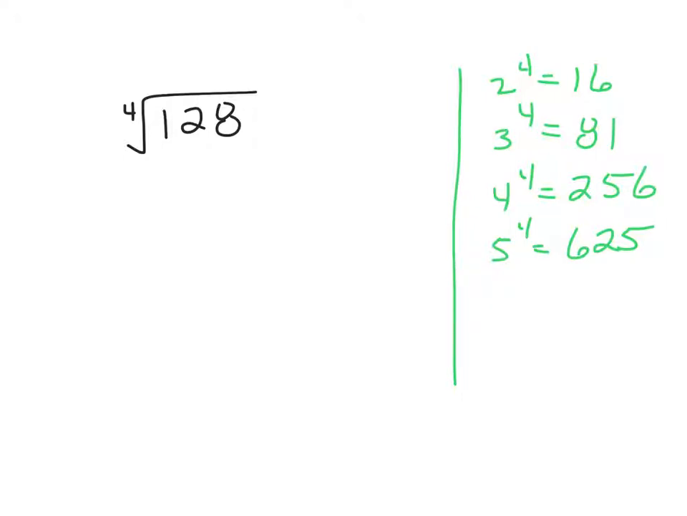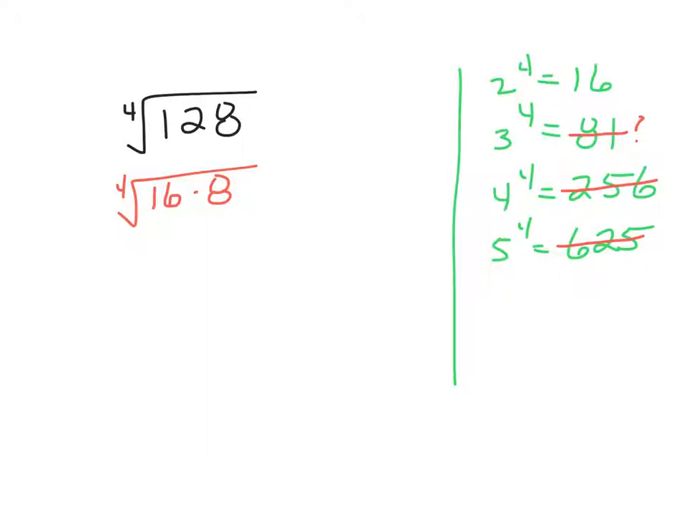I'm trying to think of two numbers that I can multiply together to get 128, with one of them being a perfect fourth root. Well, there's no way it could be 625, and no way it could be 256, because those are not going to be factors of 128 since they're larger than 128. So then I'm thinking about 81. Is 81 times something equal to 128? No, it isn't, so I know it can't be that. So it needs to be 16 times something. And 16 times 8 does give you 128.